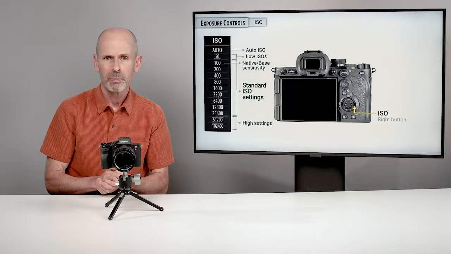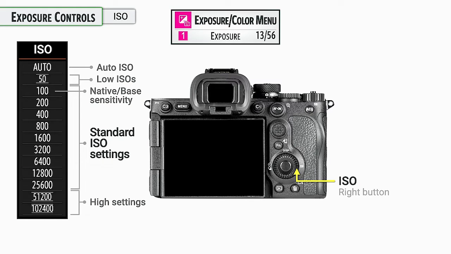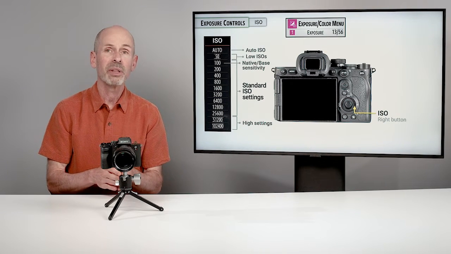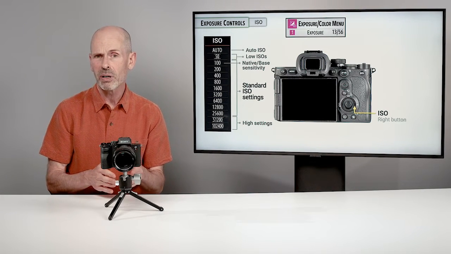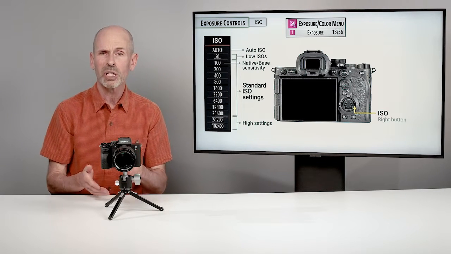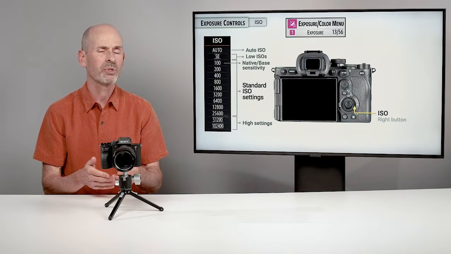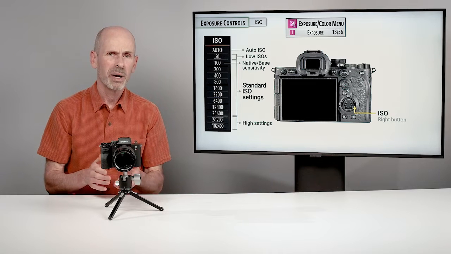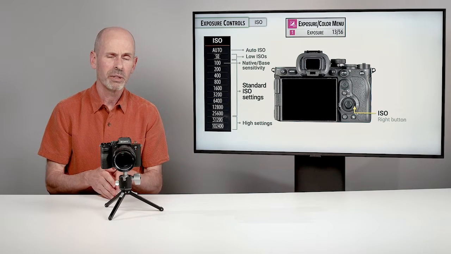Now, if you want to control the ISO with a little bit more detail, you can get in to set the ISO range, the limit of how high and how low it can go, as well as some control over how the ISO works as far as when it's in the auto ISO, what shutter speeds kind of force the camera into a higher ISO, by diving into the exposure and color menu under exposure.